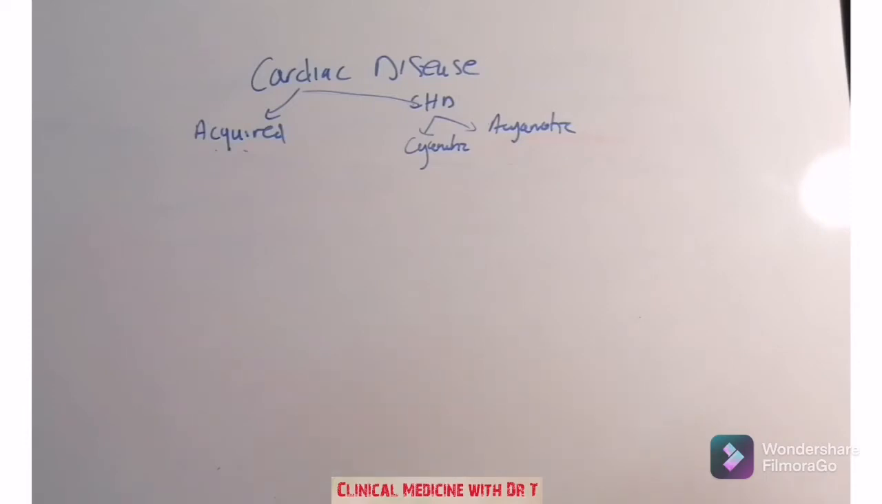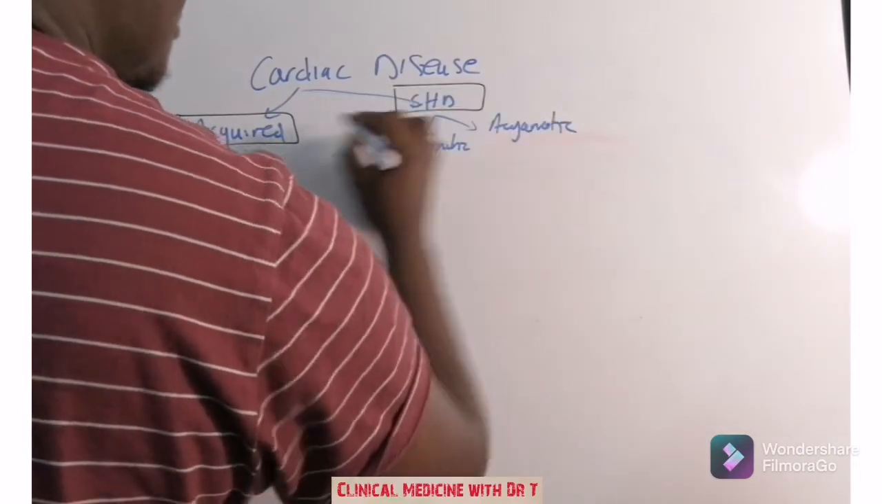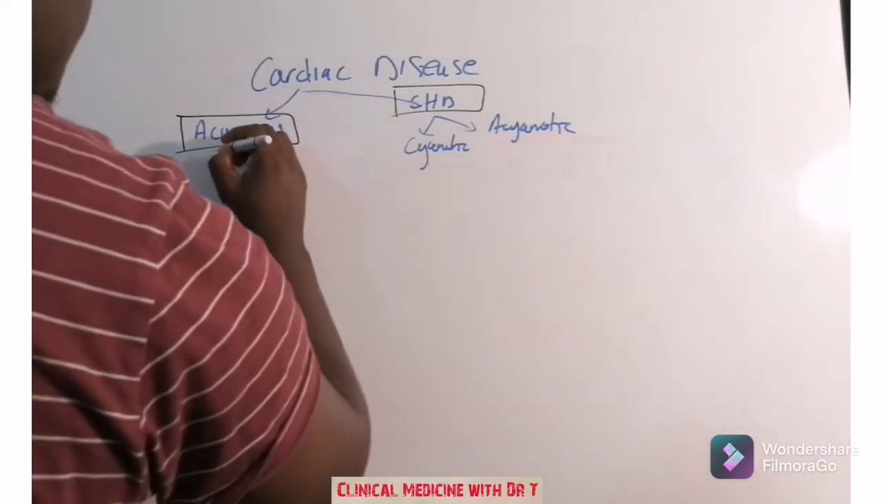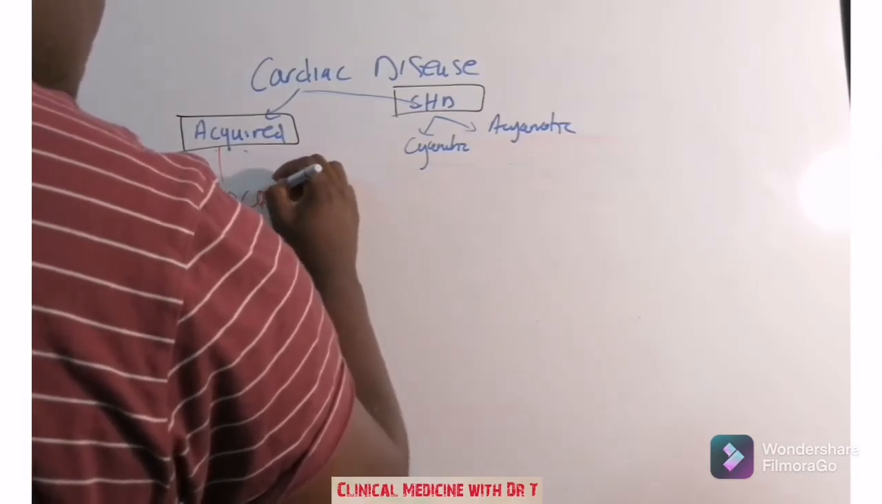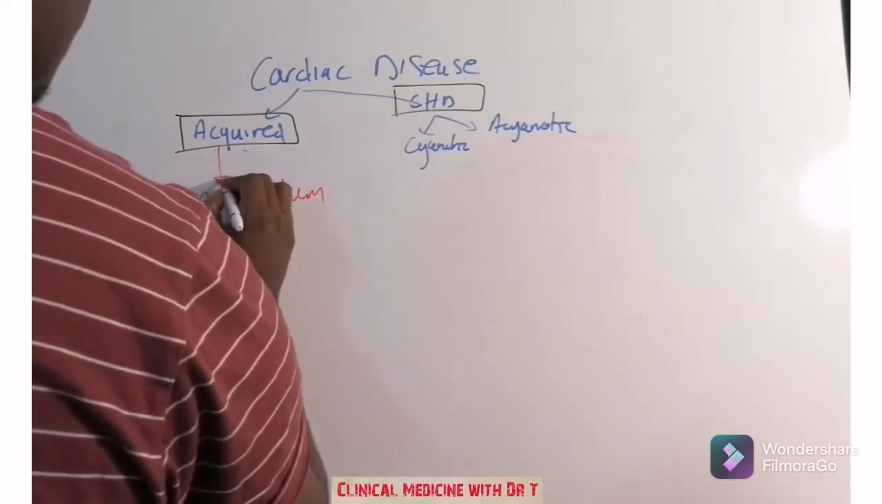So, talking about the myocardium in this segment. Acquired, congenital, then talking about the myocardium. This is the workhorse of the heart. This is the part that does the actual pumping of the blood, the myocardium.